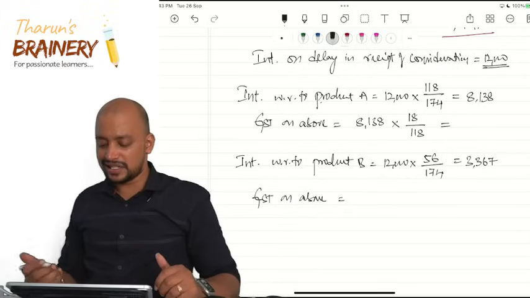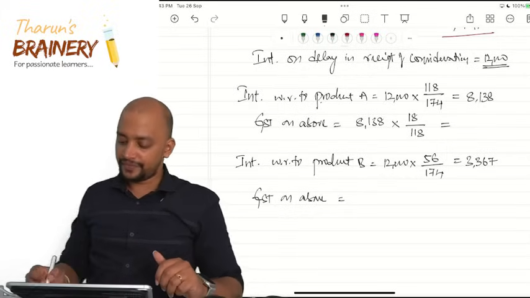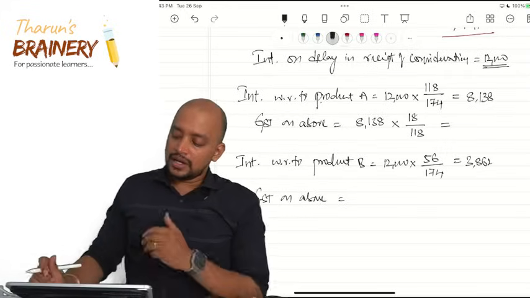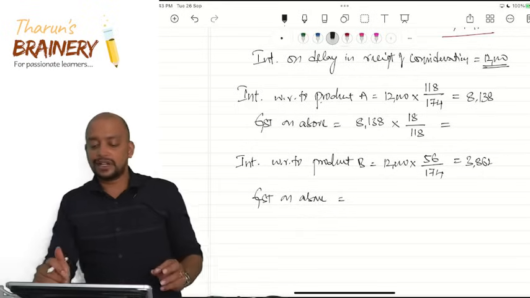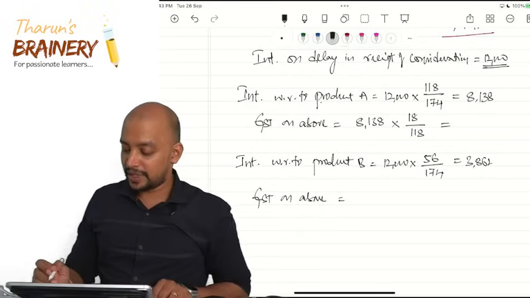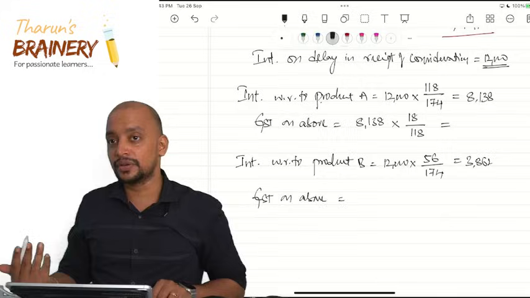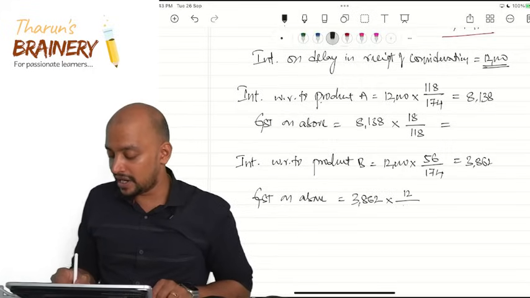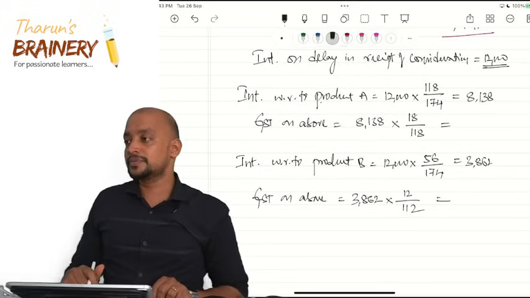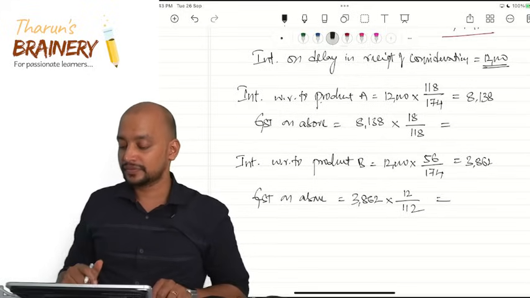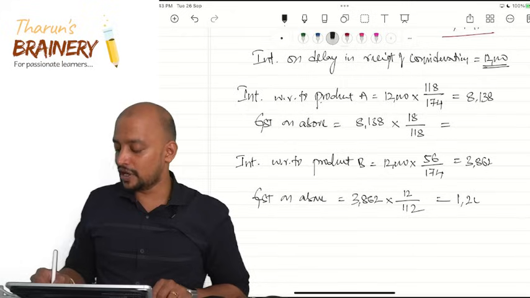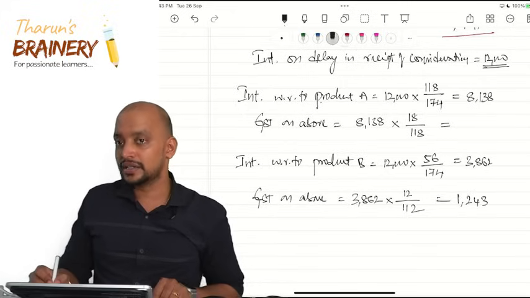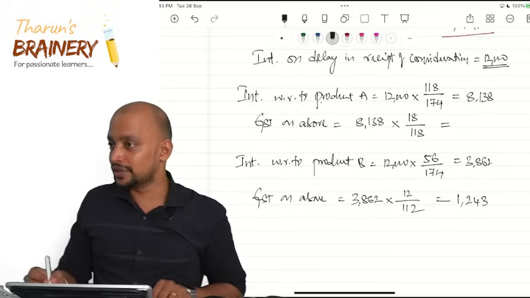So 3,862 into 12 divided by 112. How much does it come to? And this one, 8,138 into 18 by 118.